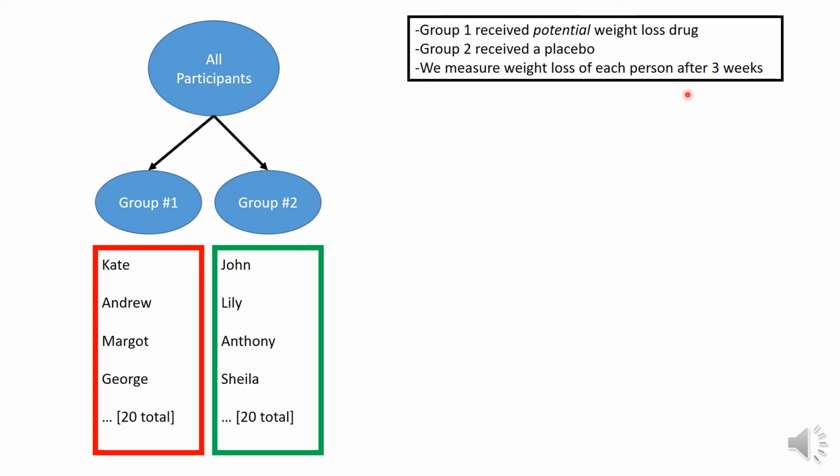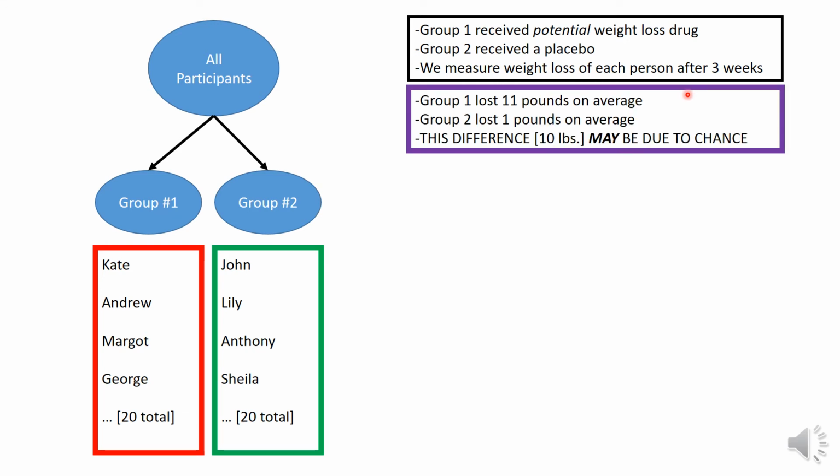So we do the same thing. We measure weight loss of each person after 3 weeks. Now, group 1 lost 11 pounds on average, whereas group 2 lost 1 pound on average. This difference of 10 pounds may be due to chance.